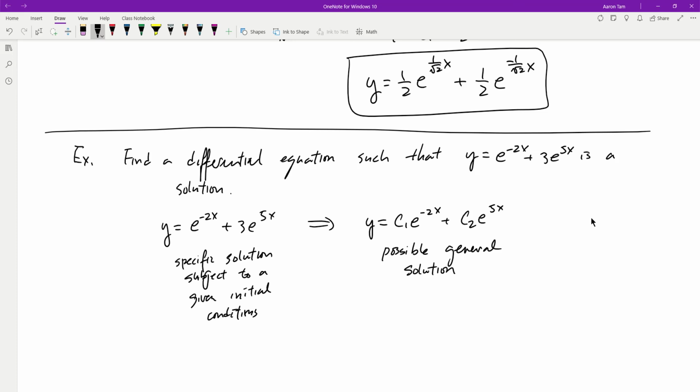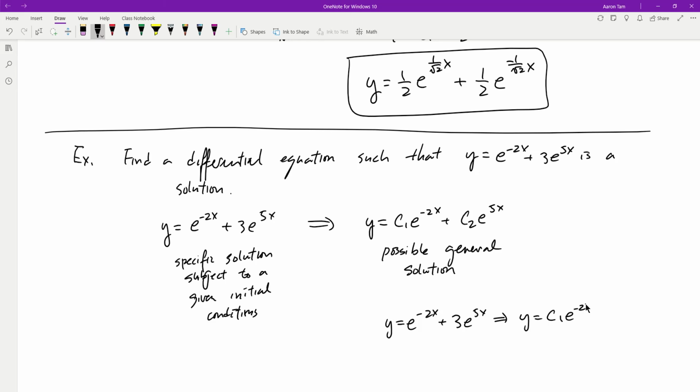And make sure you understand why this is just a possible general solution, but we don't know actually if it is a general solution, because we could have other terms where the c's just so happen in this specific solution to become 0. So here we can assume that this is our general solution.